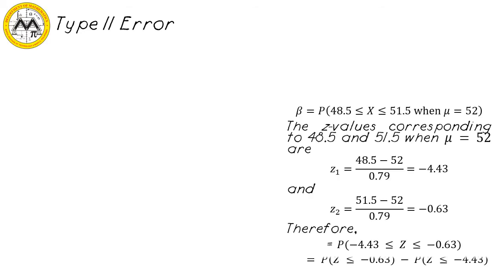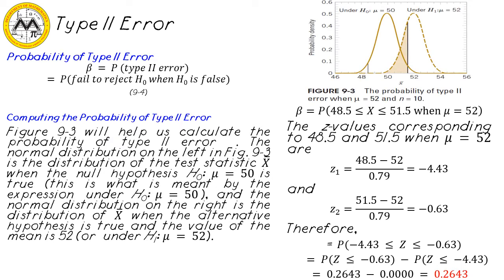So let's consider type 2 error. So type 2 error is the probability that we fail to reject the null hypothesis when the null hypothesis is false. So beta is the probability of committing type 2 error. So for the probability of committing type 2 error, we are going to have a different mean. So what we're going to do will be calculating the probability of type 2 error.